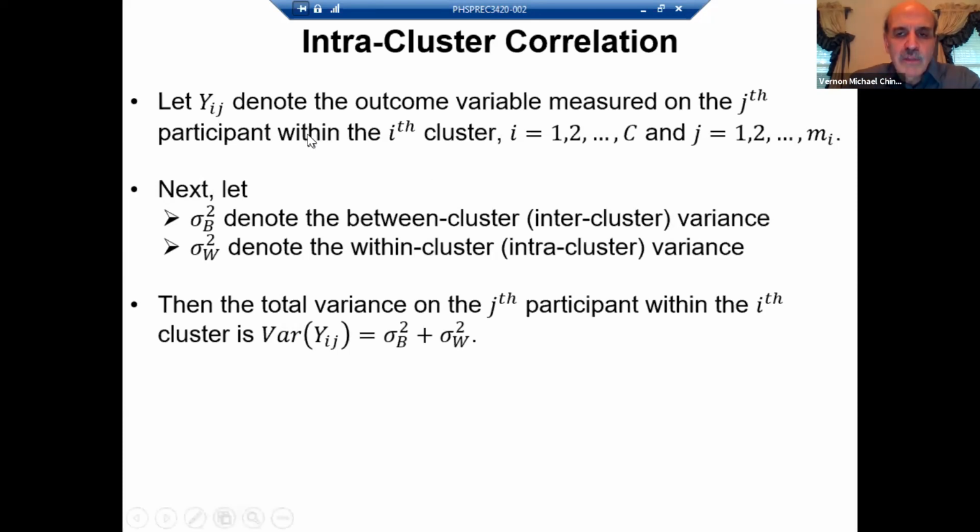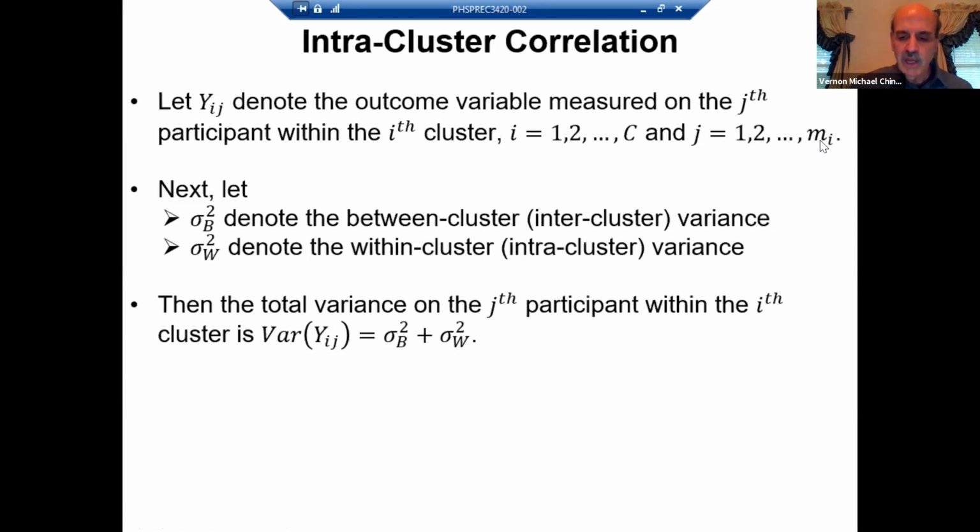So first, let's talk about the measurements themselves. Y will indicate the outcome variable measured. Notice I have 2 levels of subscript here. J is going to represent the participant and I is going to represent the cluster. So I'll assume there's a total of capital C clusters. And within a particular cluster, the number of participants will range from 1 all the way up to M sub I.